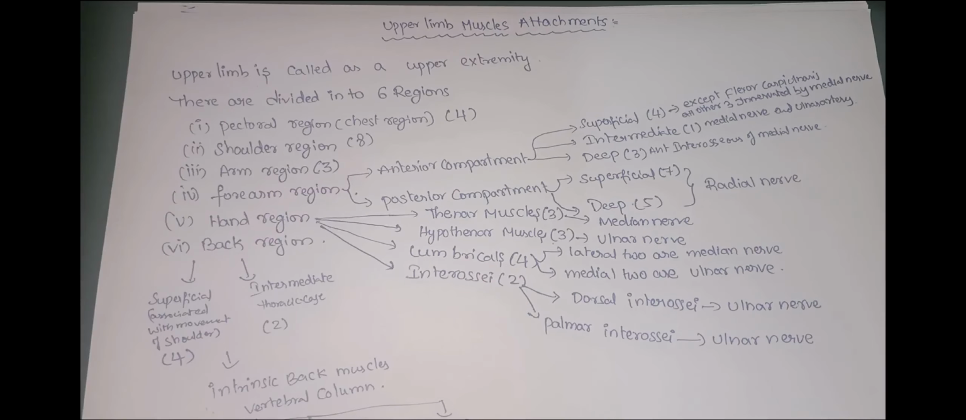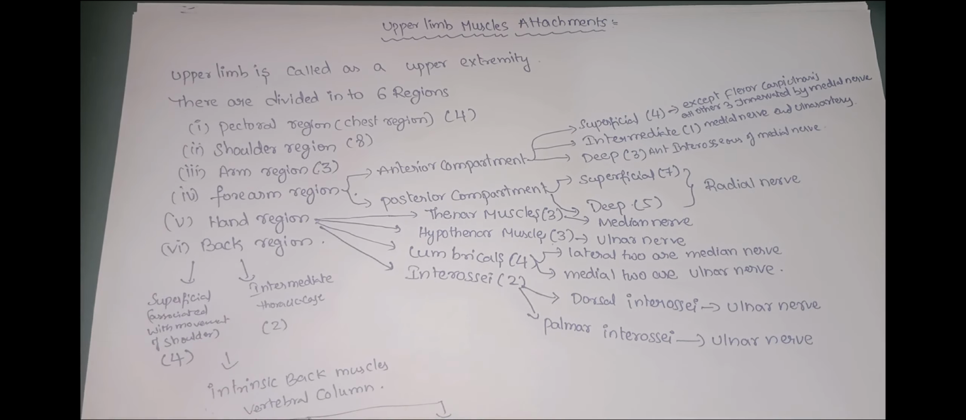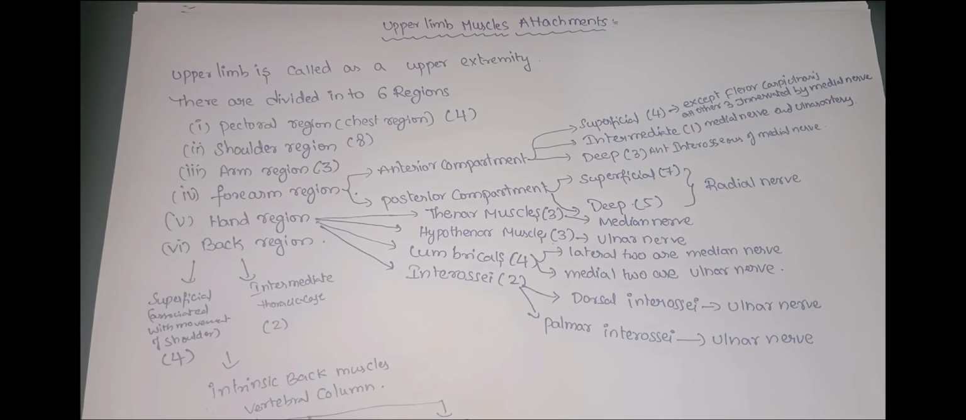In this session we are going to learn about the general view of muscles present in the upper extremities, the upper limb of the human body. This session is not in detail. We are just touching on how many muscles are present in the upper limb, how many regions the upper limb has, and their innervations. Okay, so let's get started.